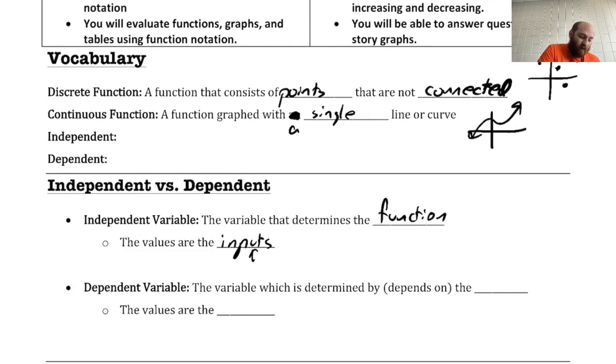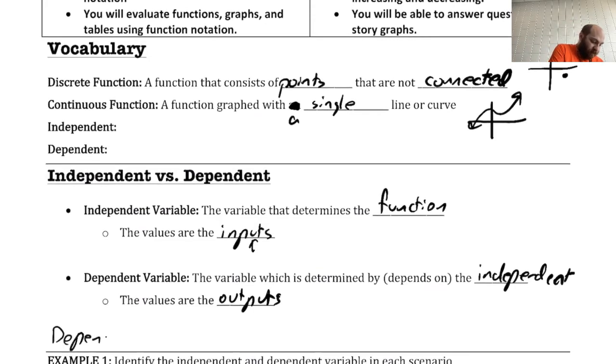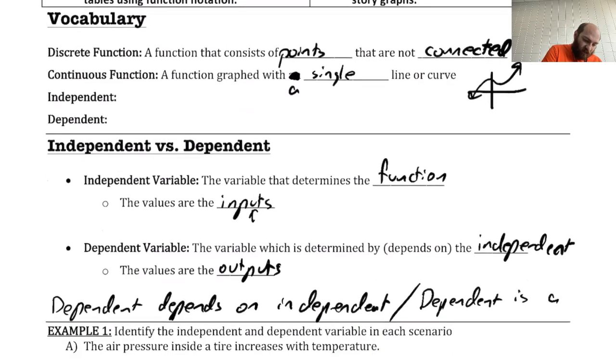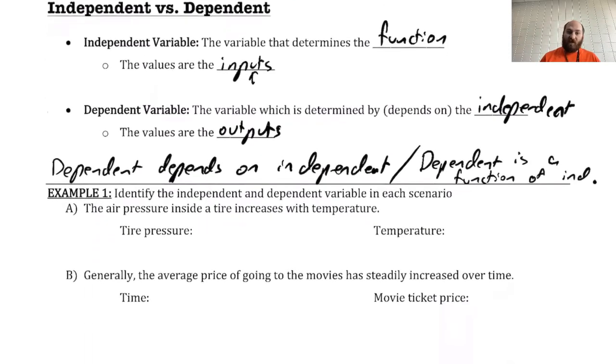The dependent variable is a variable which is determined by the independent variable. These are the values that are the outputs. So independent are inputs, dependent are outputs. One thing we can always say is dependent depends on independent. Something else I'm going to add is: dependent is a function of the independent. Since outputs are a function of the inputs, let's identify that real quick.